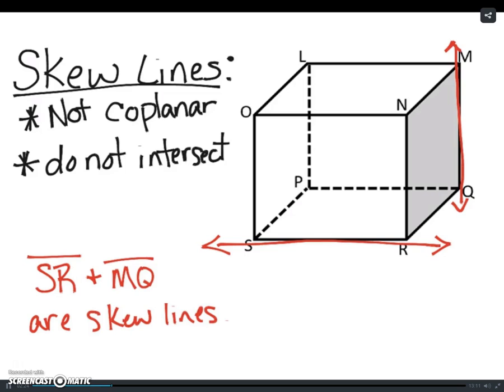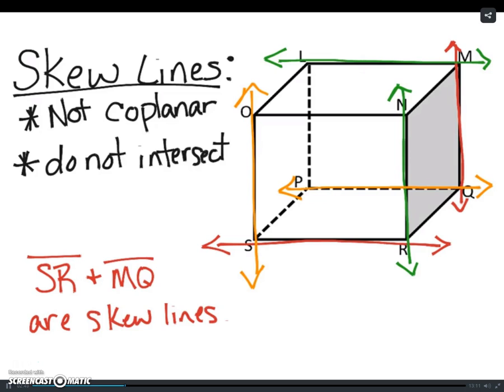You have lots of options on a cube for skew lines, so these are not the only two. You could have chosen LM and NR as skew lines. This would also work. Or you could choose PQ back here and OS. Those will never touch.